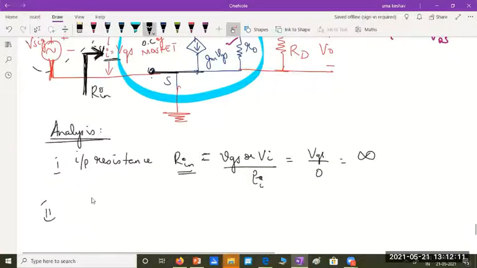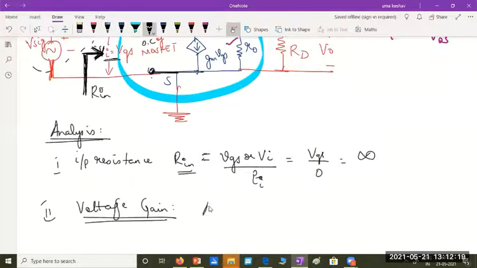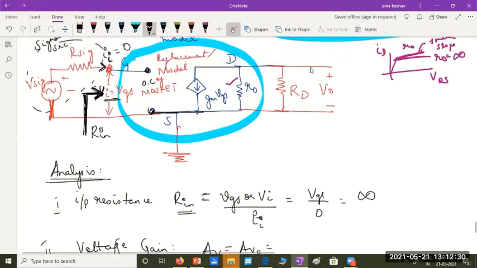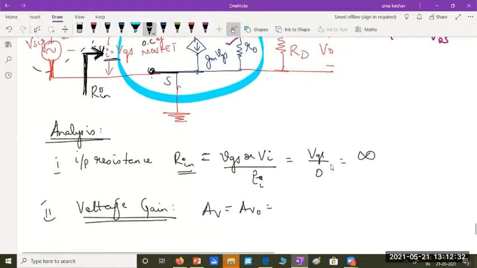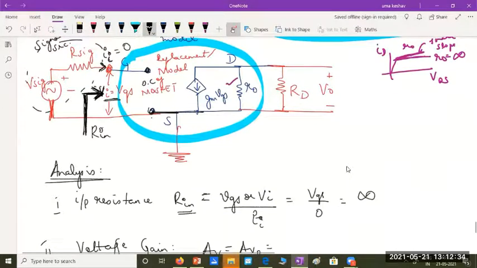Yes, ma'am. Next step is to find the voltage gain. How do we find the voltage gain? AV or AVO are one and the same, the open circuit voltage gain. Anyway, I don't have a load resistance here, so AV and AVO will be the same.